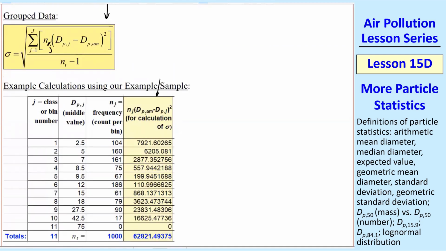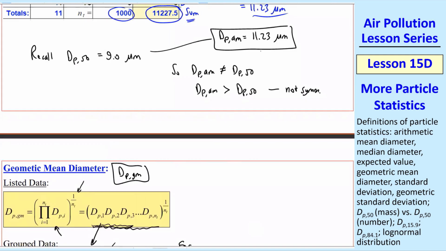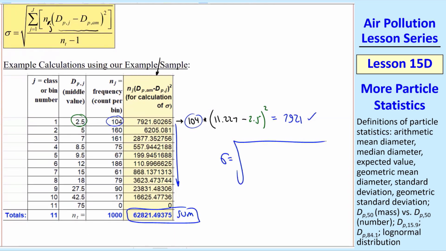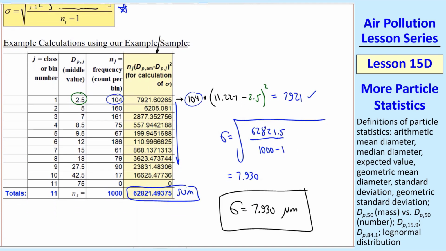For our example sample, I added another row here. I happen to do dpam minus dpj instead of dpj minus dpam. Doesn't matter since it's squared. So let's check this one. I have nj times dpam, which we had up here. I'm giving a few more digits to avoid round off error. So there's our nj, here's our dpj, and squared. I get 7921, which agrees with this value. Again, fill that down and sum them up. And then let's plug in our equation for sigma. I get 7.930 microns. Sigma has the same units as the variable when you do statistics.